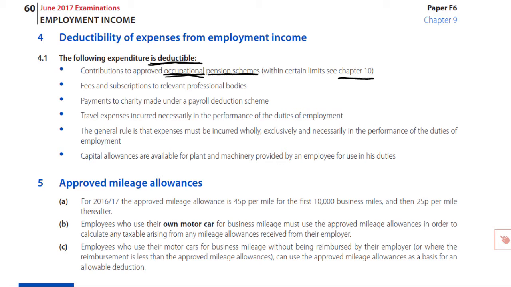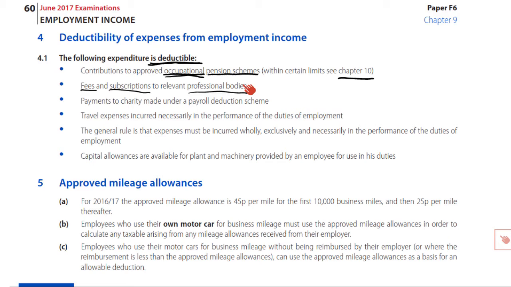What you might also pay are any fees or subscriptions to relevant professional bodies, like your good selves. It won't be too long, we hope, before you're paying an annual professional subscription to the ACCA. If you are using your professional qualification, your accountancy qualification, for the job that you do, you're an accountant or running a business, then that professional subscription paid each year is an allowable deduction against your employment income.